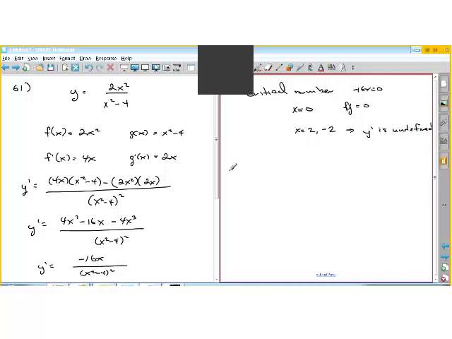Then the second derivative, we take the derivative of this equation. So again, we're going to call the numerator negative 16x and the denominator x squared minus 4 squared. So the derivative of that is just negative 16, and the derivative of the second part is going to be 2 times x squared minus 4 to the first power times 2x. Okay, we take the exponent, multiply by the argument, raised to the 2 minus 1 power, and then take the derivative of what's inside, which is 2x.